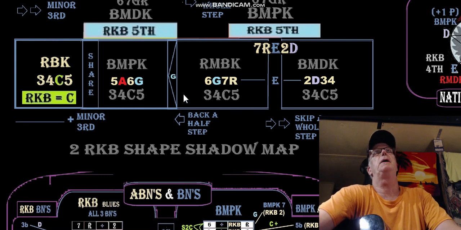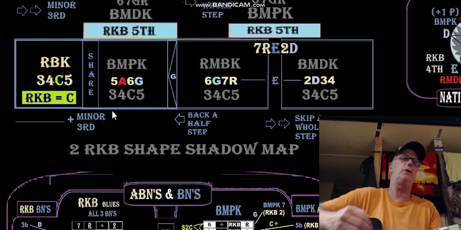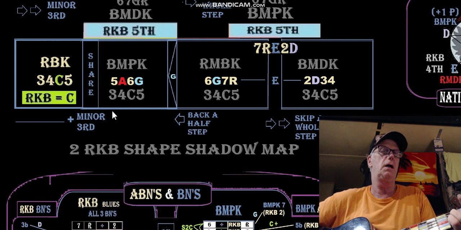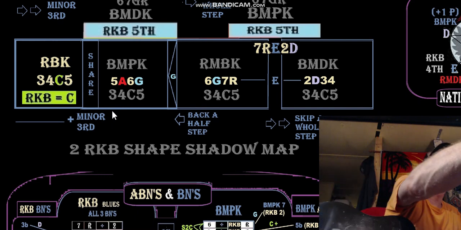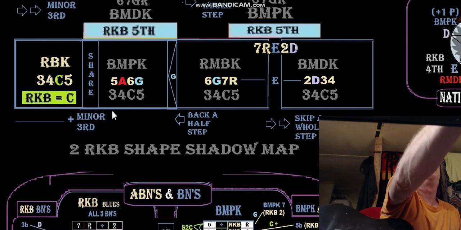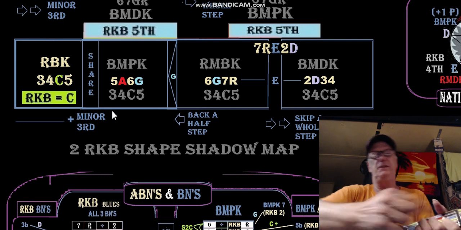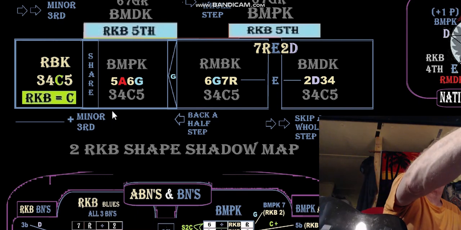So that's what we want to look at, the two RKB shaped shadow map. So in other words, we can play the whole blues, we can play a whole fretboard on the 1. Okay, so this would be actually in A flat in mine. My C shape is in A flat, so it'd be like this, you know.